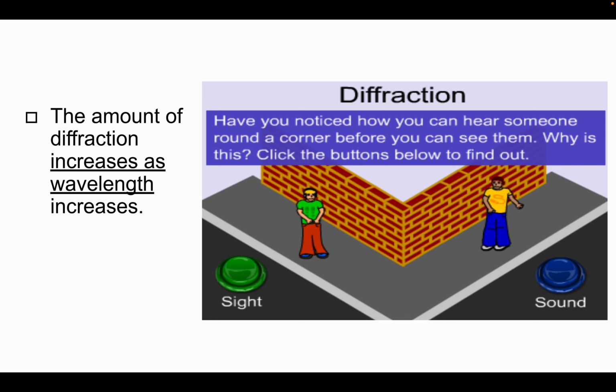Have you ever noticed how you can hear someone around a corner before you can see them? That is because of diffraction.